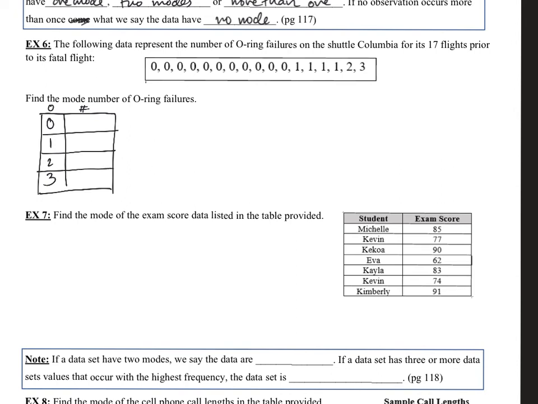How many times do we see 0? 1, 2, 3, 4, 5, 6, 7, 8, 9, 10, 11 times. How many times do we see 1? 1, 2, 3, 4. How many times do we see 2? Just once. And 3, we see it once. The mode is the one that occurs the most, and that is 0. So our mode is 0. We don't have any symbol at this time to represent the mode.